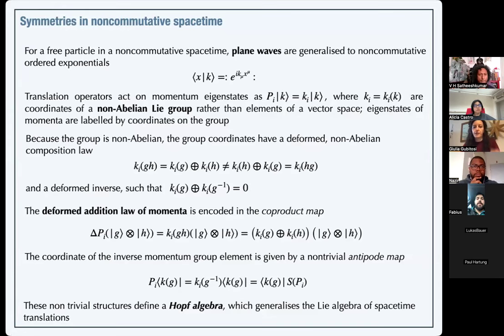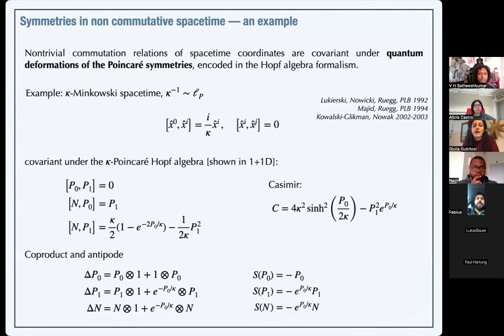Now they are given by a Hopf algebra. Why am I mentioning this? Because it is exactly this Hopf algebra structure that gives us the symmetry group of non-commutative spacetimes, okay? Then which specific symmetry group you have depends on the specific form of non-commutativity. Here I'm going to discuss one example.